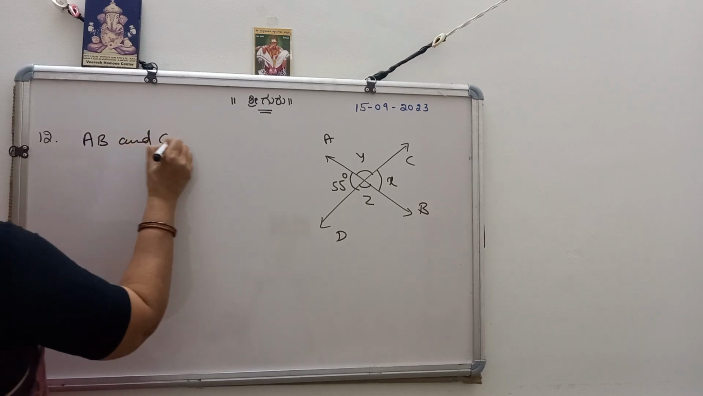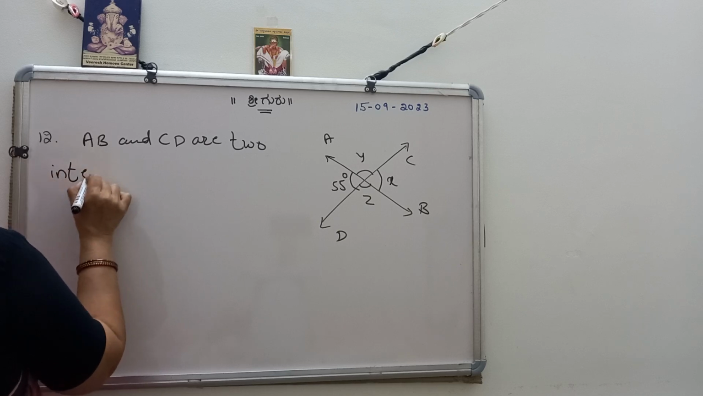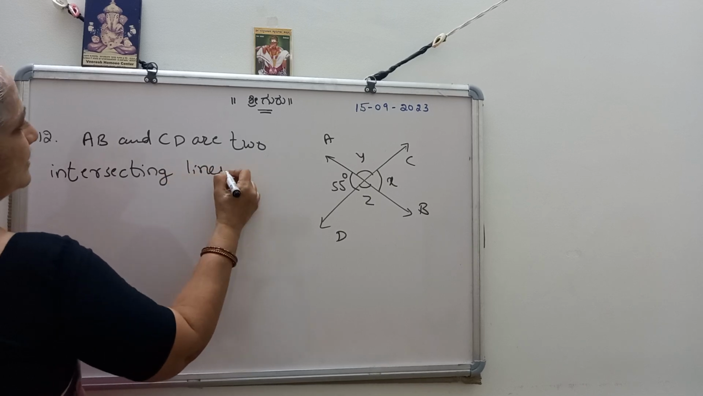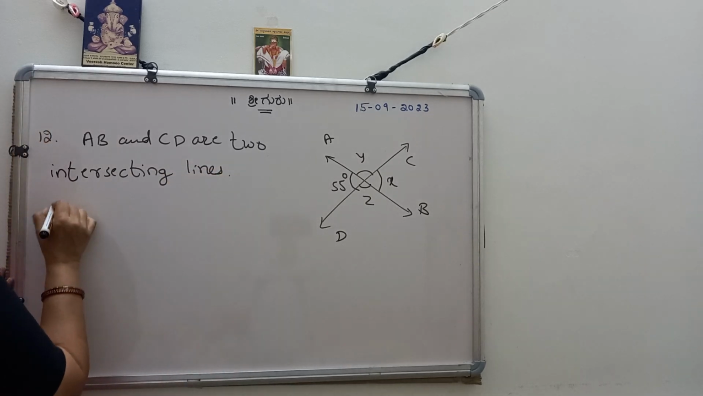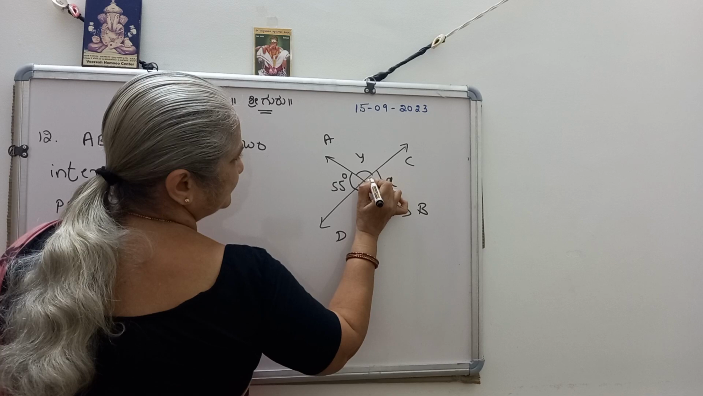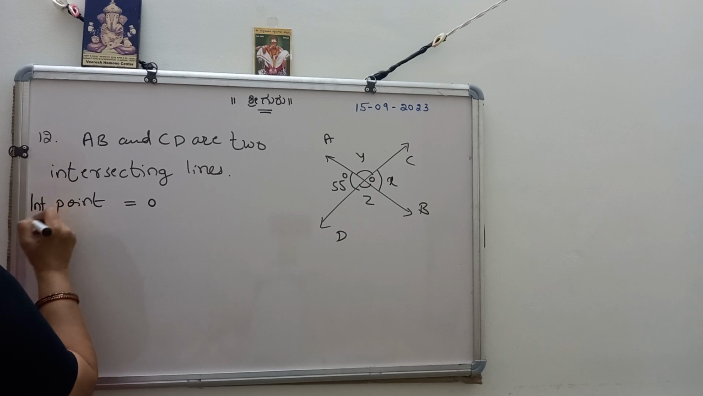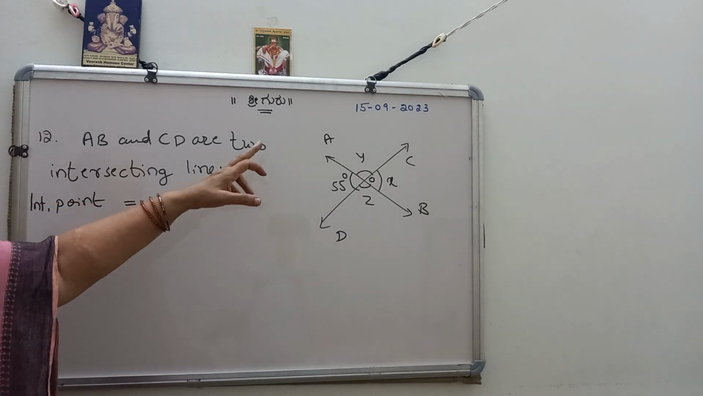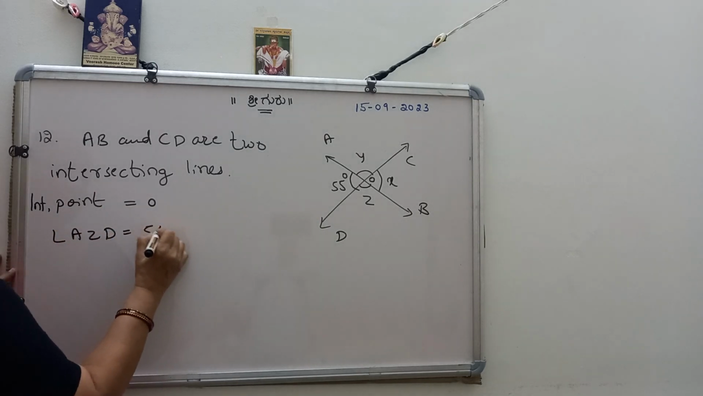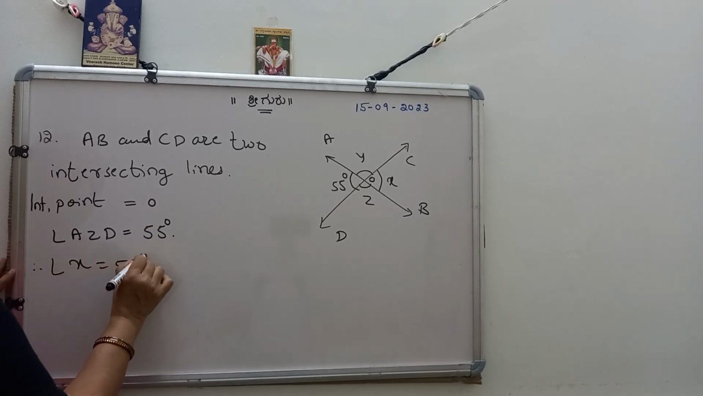AB and CD are two intersecting lines, and the intersecting point is O. Angle AOD is equal to 55 degrees. And therefore, angle x is equal to 55 degrees.